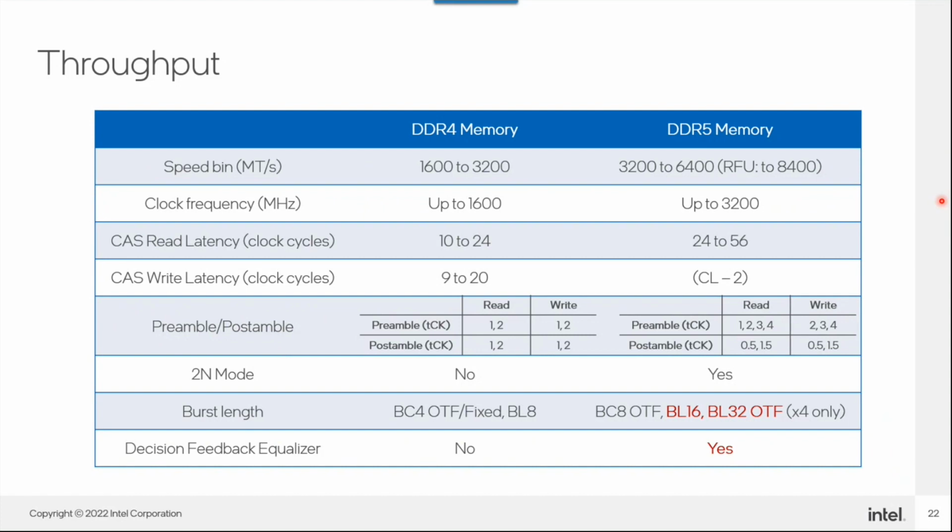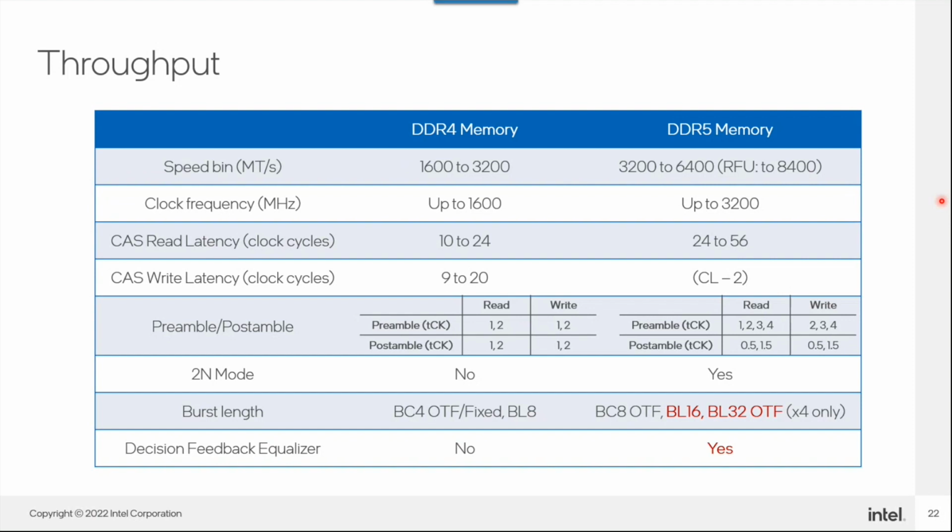We can also see that the clock rate varies from 1,600 megahertz to 3,200 megahertz, corresponding to the speed bin above. As well, for the DDR5 memory, the CAS read latency varies from 24 to 56 clock cycles, and unlike the DDR4 standard, DDR5 CAS write latency will always equal the CAS read latency minus 2 clock cycles. And the DDR5 will also include more preamble and post-amble settings so that it can handle higher frequencies.